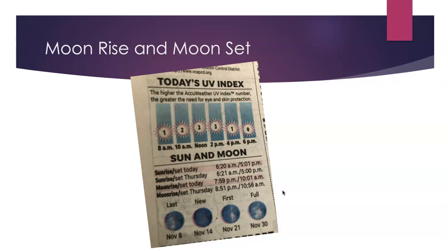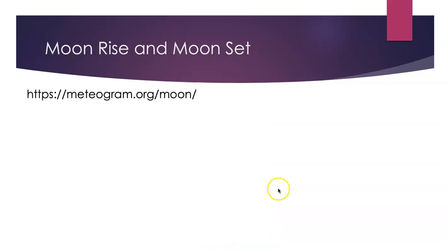Well, that's not exactly true. The moon does orbit Earth. We'll get to that later on. I don't expect you to check the newspaper every day. There are places on the internet where you can find a whole month or even a whole year of moonrise and moonset data. Here's one site that I suggest you can go to.